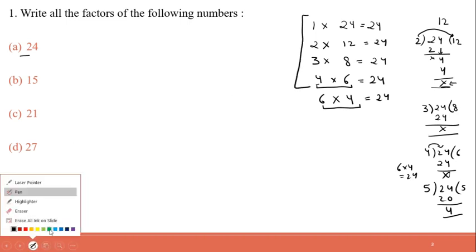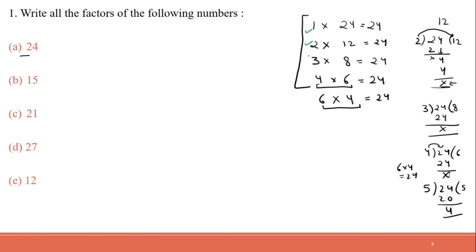Which ones? These: 1, 2, 3, 4, 6, 8, 12 and 24. These are the factors of 24. So how will I write? 1, 2, 3, 4, then 6, then 8, then 12 and then 24. So these are the 8 factors, total 8 factors, right? 1, 2, 3, 4, 5, 6, 7, 8. 8 factors of 24.